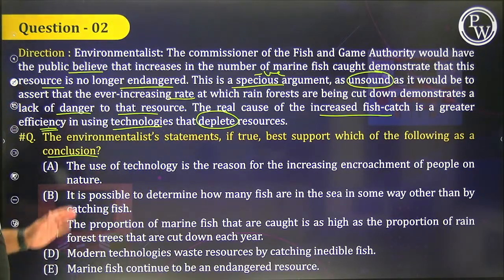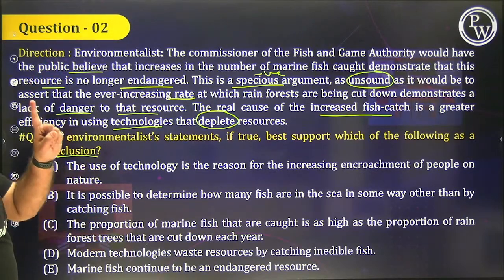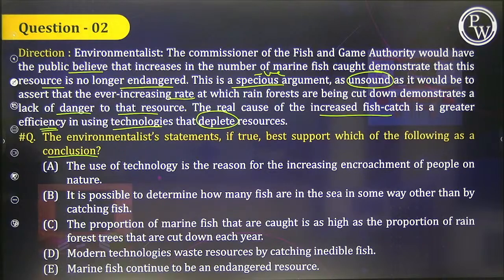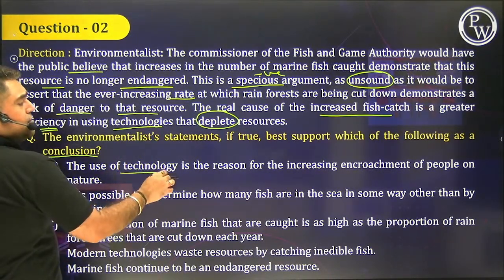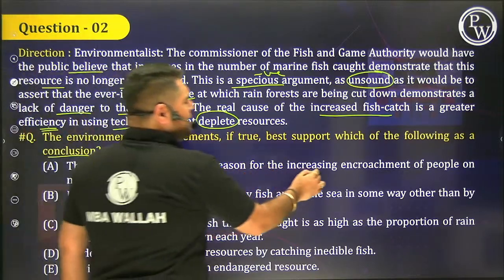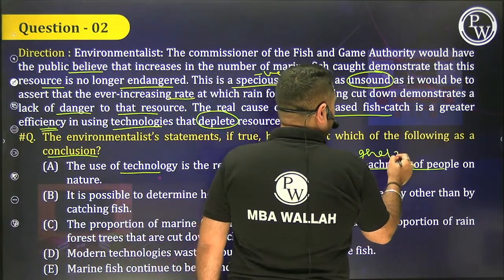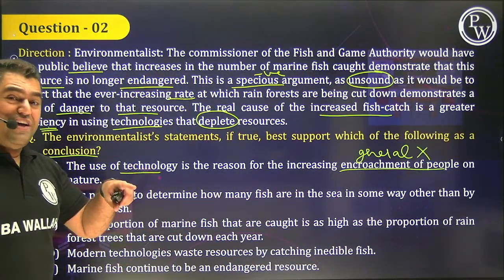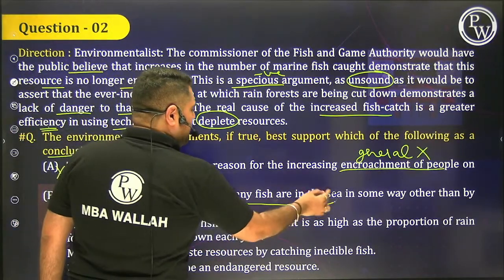Now people, tell, we have to say which of them is the outcome. So once again, keywords within the scope, nothing extreme. Let's go for it. Here we go. Option A: the use of technology is the reason for the increasing encroachment of people on nature. People, very general, reject. This is the eliminating options point from Amit sir's last lesson. It's too broad. We are not talking of that. Option B: it is possible to determine how many fish are in the sea. Red flag.